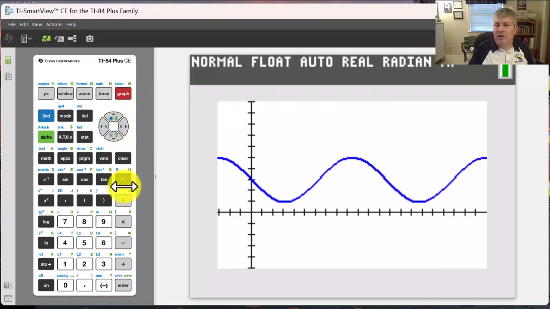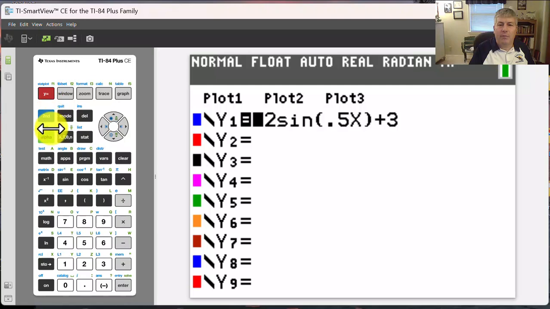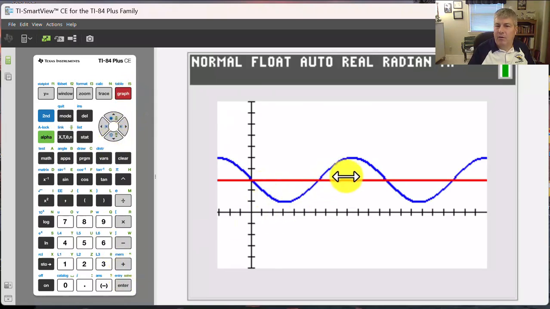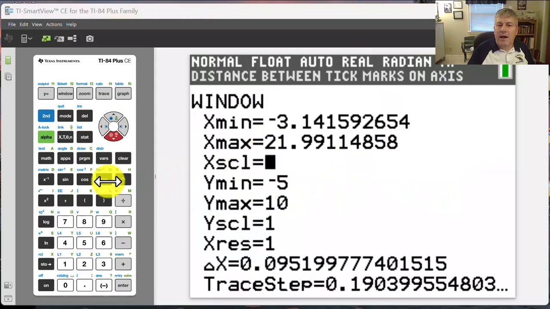And there is our sine curve. I suppose we could get cute and we could graph our midline at y equals 3. And there's our midline. And there's the graph of our function. And in hindsight, it might have been nice for my scale on my x-axis to be pi over 2. And you can do that.